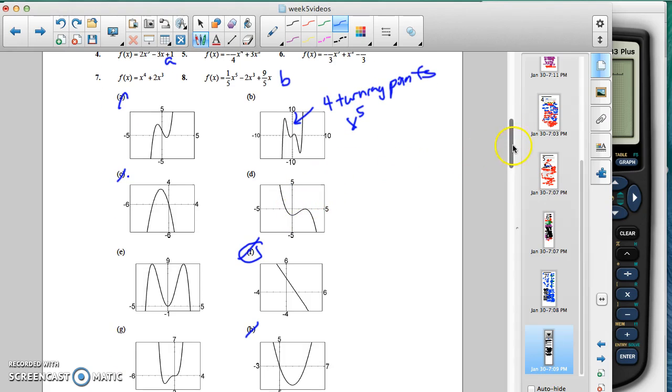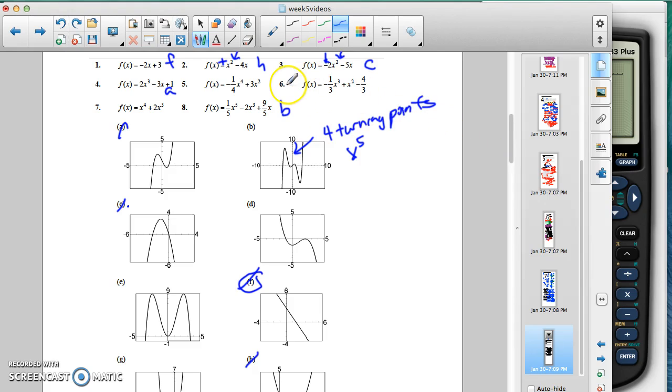This one has 2 turning points. It's an x to the 3rd. It's decreasing. So x to the 3rd decreasing, that would be this one, negative. So D happens to be 6.